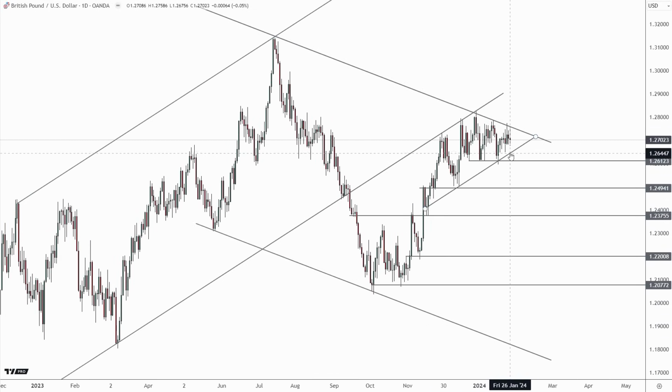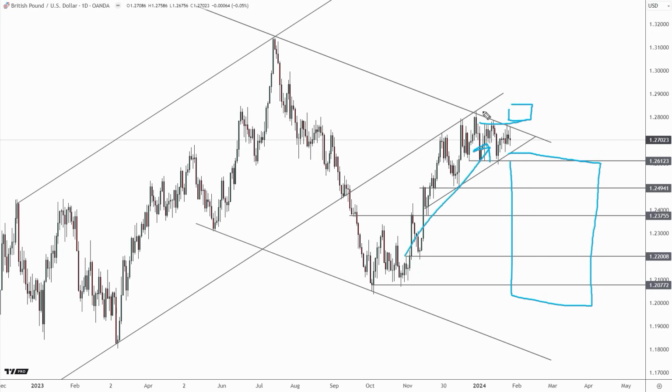The asymmetry here is to the downside, right? This is where the most potential is for the pound just based on this structure. If you're trading the market up here on a breakout, first of all, you're trading a market that's been in an uptrend for a while, getting kind of stretched. But yeah, you might see a run back toward this high or maybe a little bit higher.